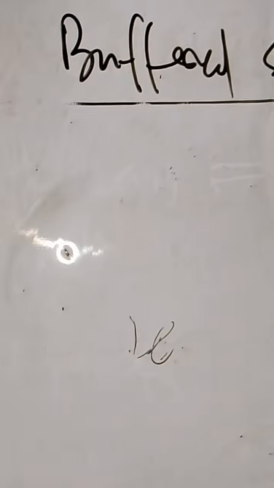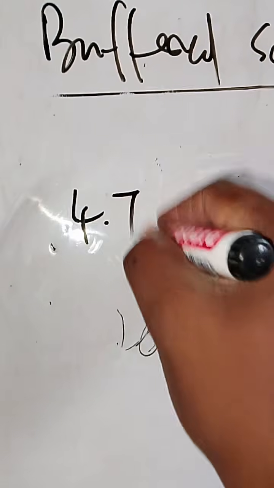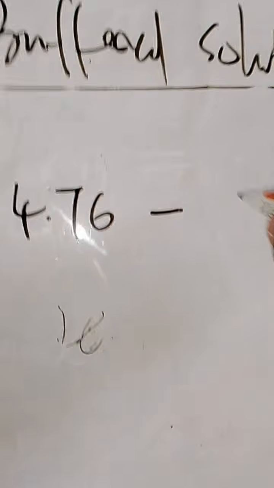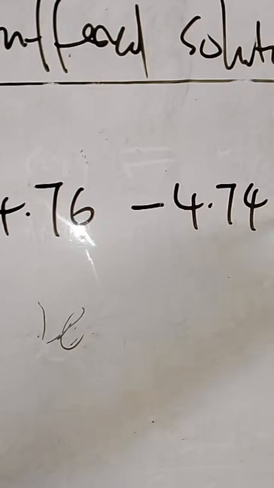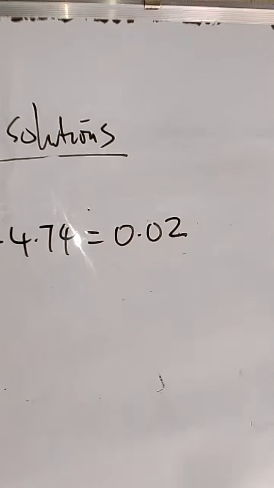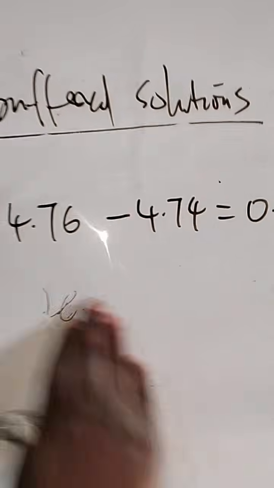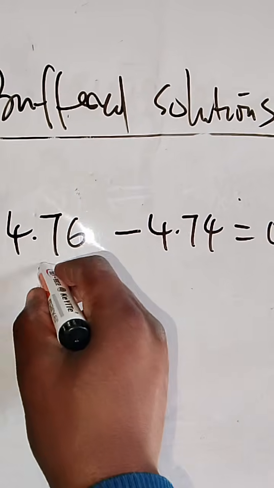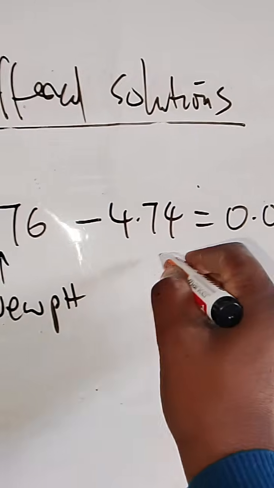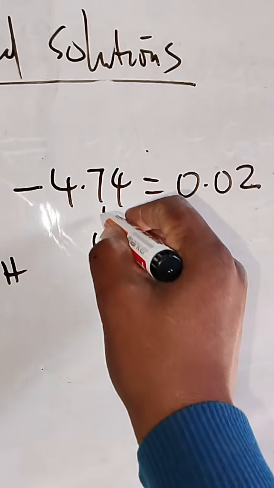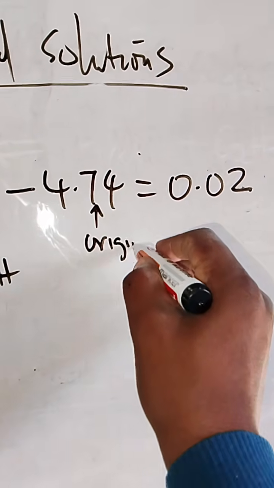Let's determine the change in pH. Okay, so the pH has increased. The new pH is 4.76, then minus 4.74, which is giving us 0.02. Okay, so this is the new pH, then this one is the original pH.